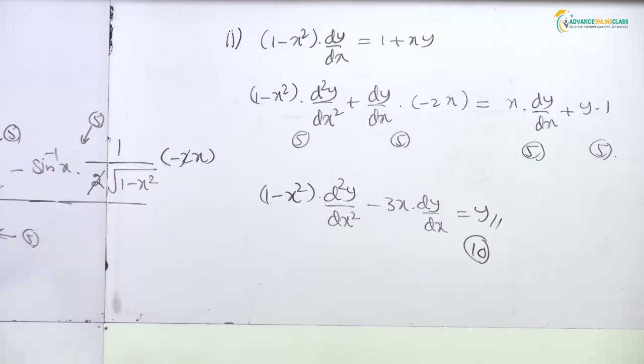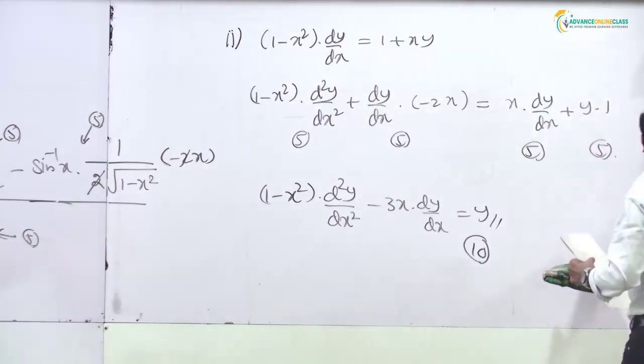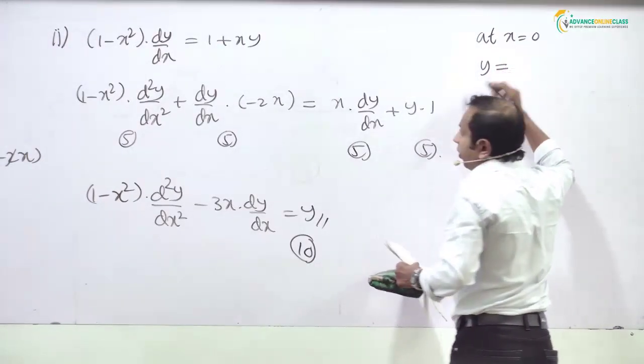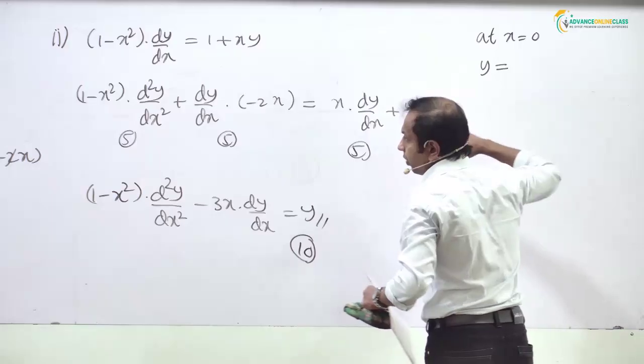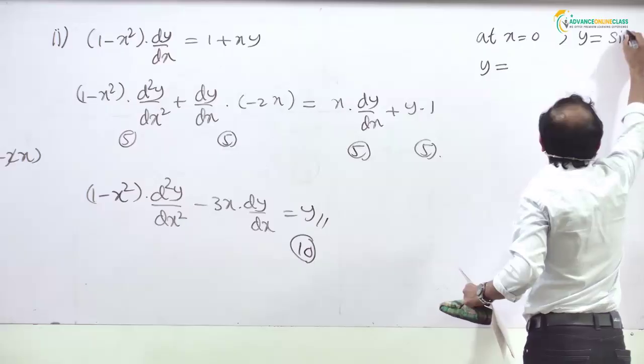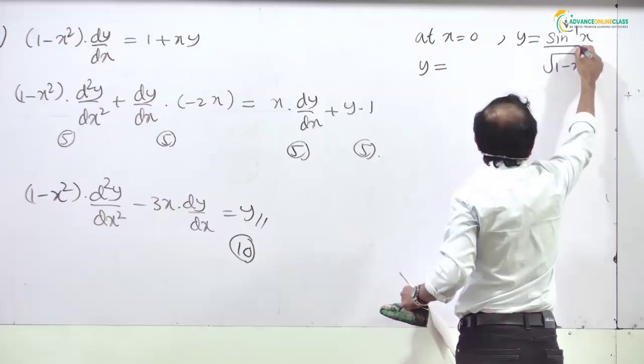Okay. Next one is asking to find the value of dy by dx and d2y over dx2 at x equals 0. So then we have to first find y at x equals 0. y means sin inverse x over square root of 1 minus x squared, no?